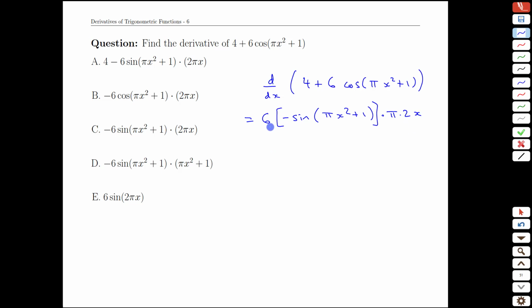All of that together should look like one of the expressions we have here. We've got -6 sine times 2 pi x. That leaves us with C being the correct answer. We could tidy up a bit more if we wanted to, but here is just enough to get the derivative value as a function.